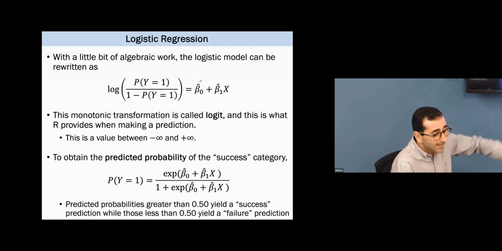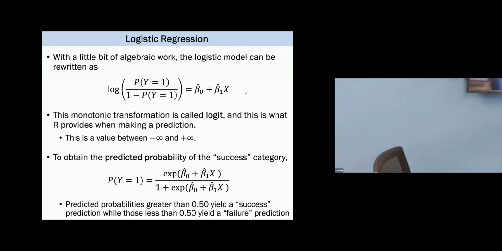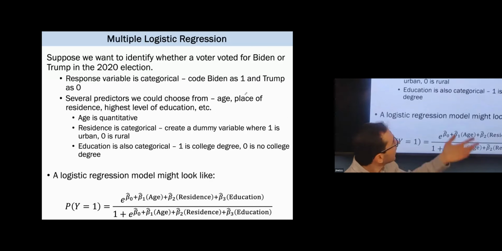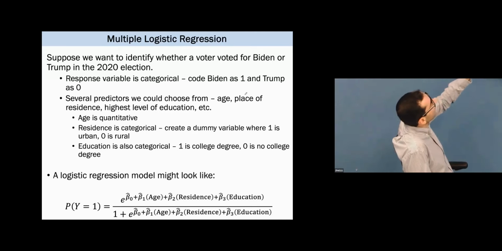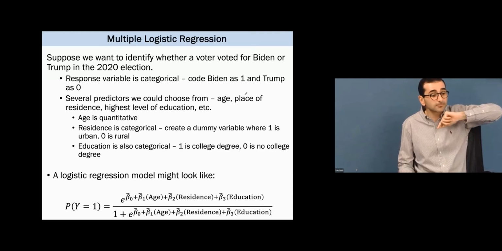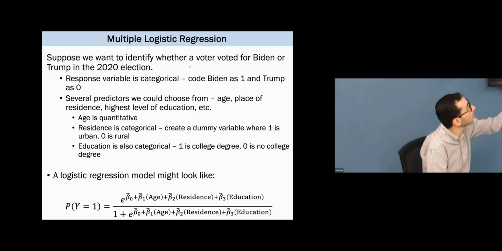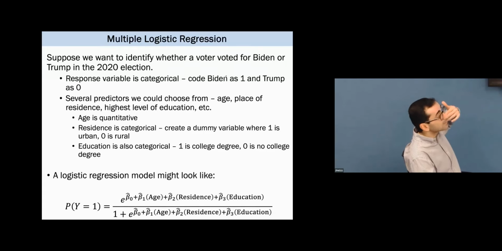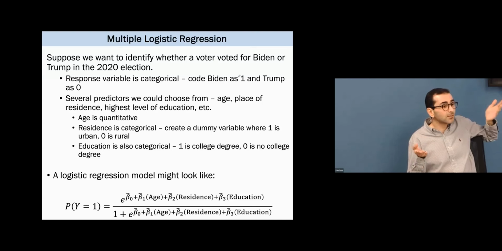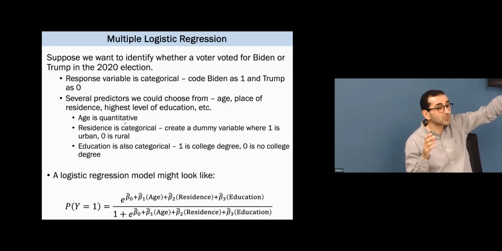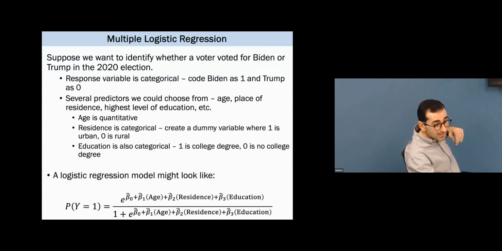Okay, now I have two categories. Now, we don't necessarily have to have just a single predictor variable. You may have more than one. And let's see a scenario. Let's say you want to identify whether a voter voted for Biden or Trump in the 2020 election. Here I have the response variable to be categorical. So let's say I can code it with 1 if they voted for Biden, 0 if they voted for Trump. It doesn't really matter what you assign. You just need to know which category you assign as 1 and which category you assign as 0. So let's assume here that I'm assigning 1 for Biden, 0 for Trump.